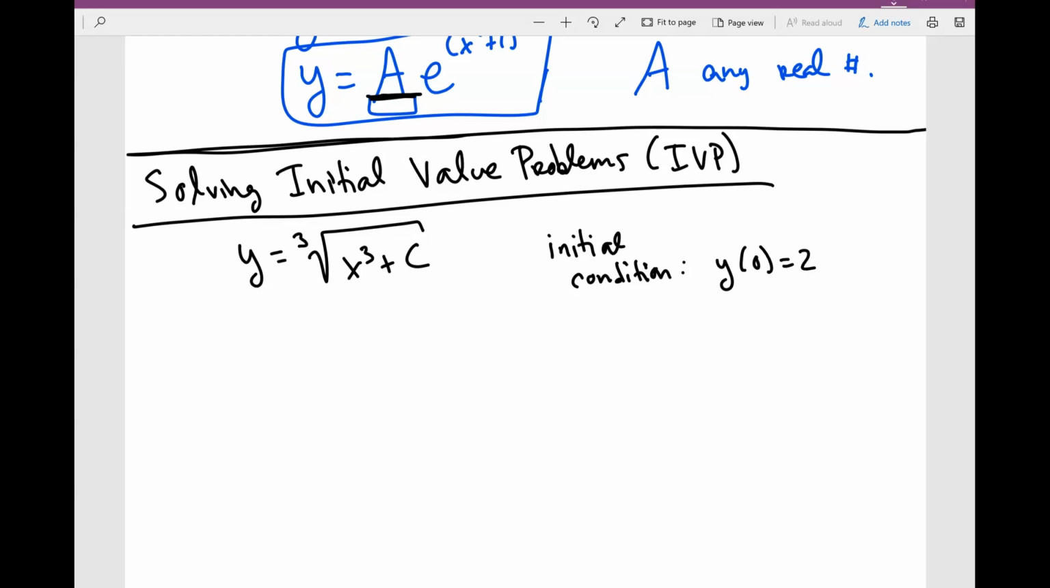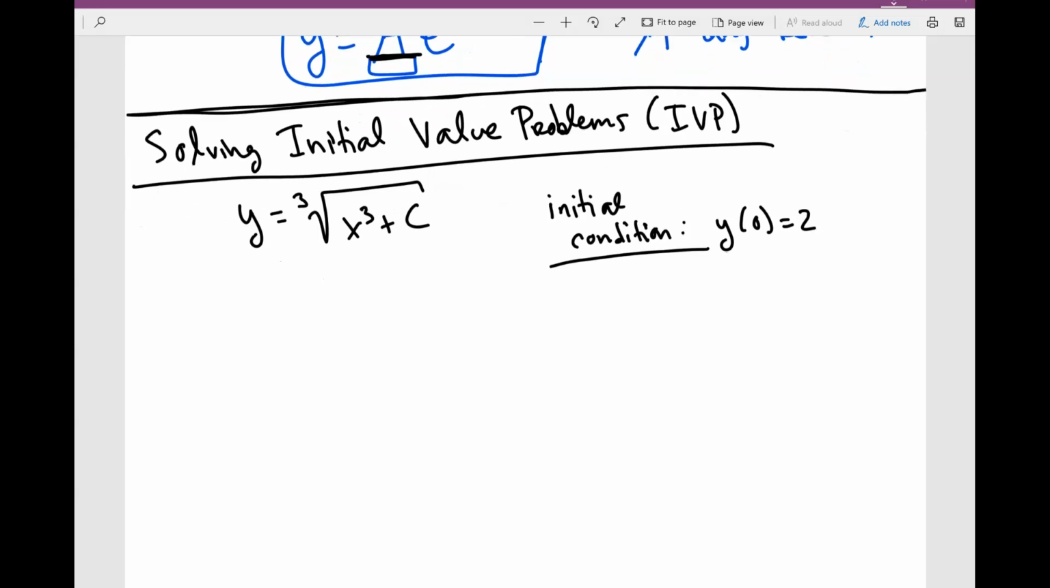Okay, so what this means, if we were modeling time, is that at time equals 0, maybe the temperature was equal to 2 degrees Celsius. I don't know. Okay, so that's basically what it is. We know some additional information about this function. So all we have to do is plug it in. We're going to plug in 0 for this x. So we're going to write y of 0 is equal to the cubed root of 0 cubed plus c.